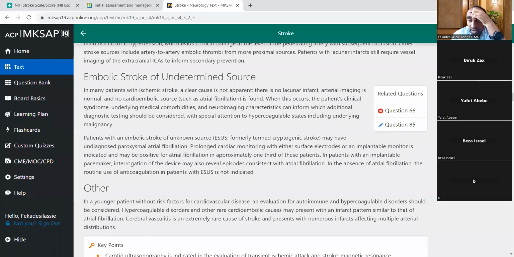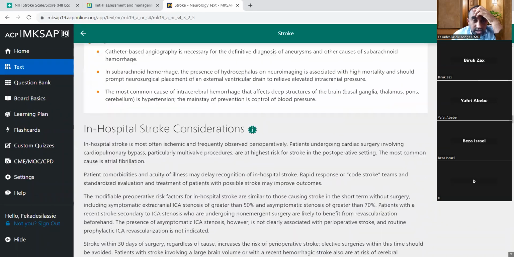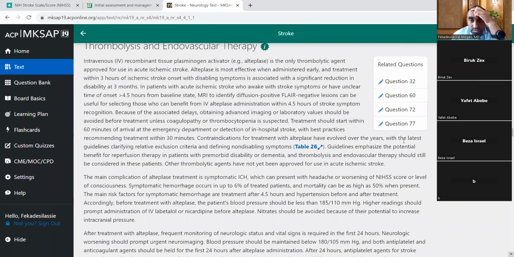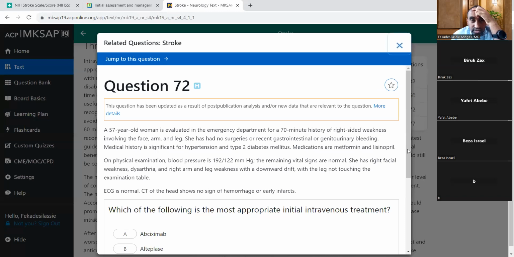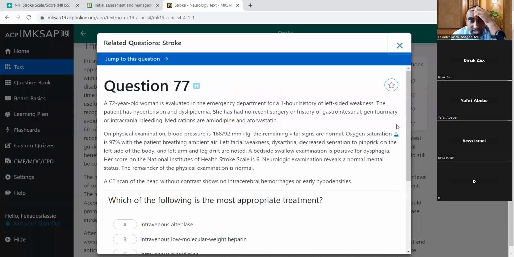So one last question about management, then we will finish, okay? Let's do one treatment. Treatment related. This question has been updated. Okay.